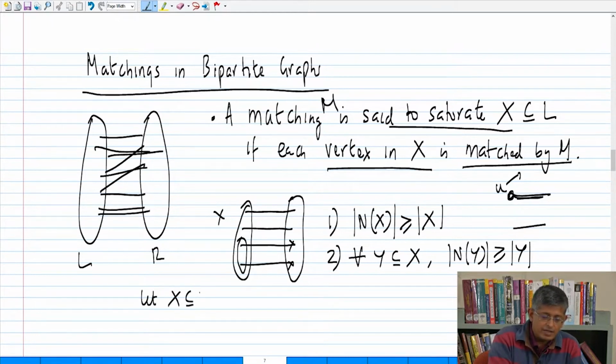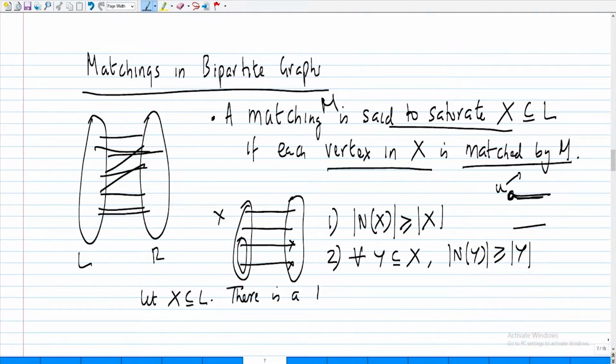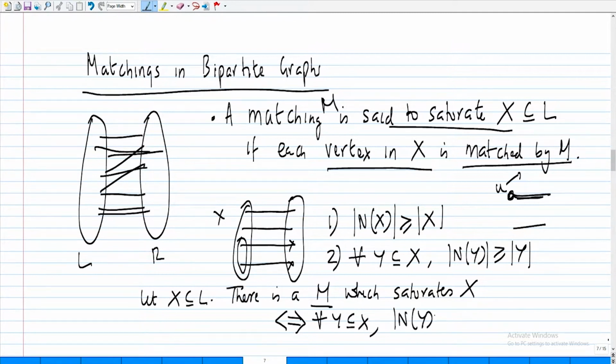Let X be a subset of L. So I won't write a matching, okay? When I write M, I mean matching. There is an M which saturates X if and only if for all Y subset of X, the neighborhood of Y is at least as large as Y. Right.